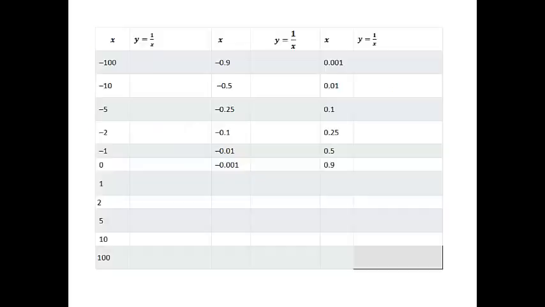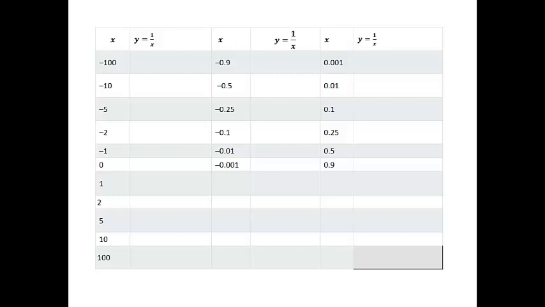So we can make a table of values to determine what the graph of this function looks like. We can choose values of x as long as the value is not 0. I have 0 in my table, but we'll talk about that in just a minute. So I've selected some negative values, some positive values, and then also values that get close to 0 from the left and from the right.